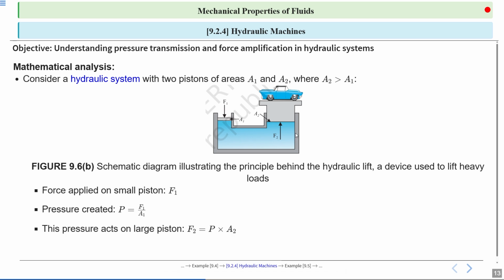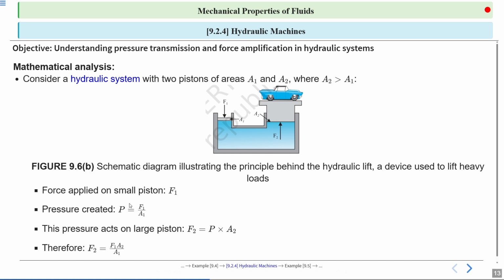And this pressure P acts on the second piston. The pressure acts on the large piston, so F2 is equal to pressure into area, pressure into A2. Therefore F2 is equal to F1 into A2 divided by A1. This equation demonstrates how the force on the larger piston is amplified compared to the force on the smaller piston.